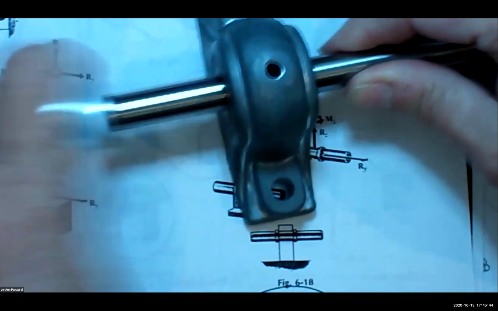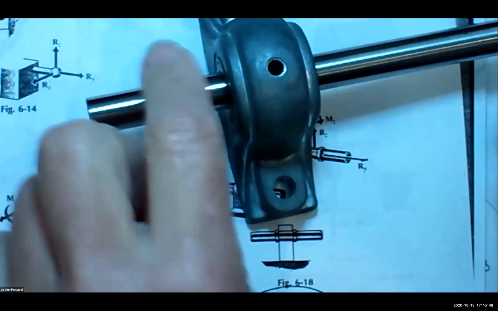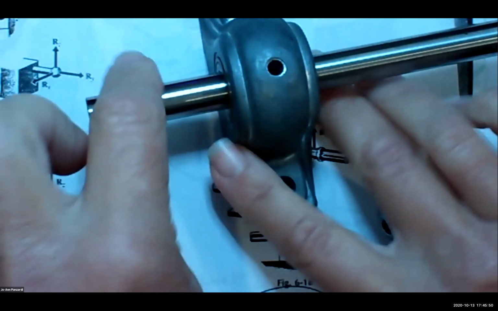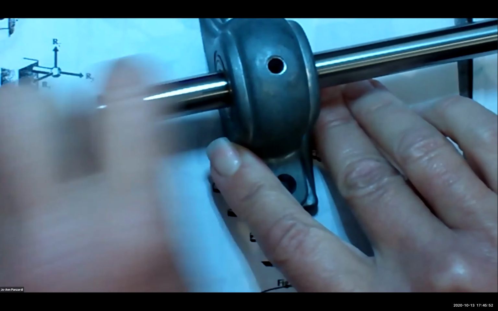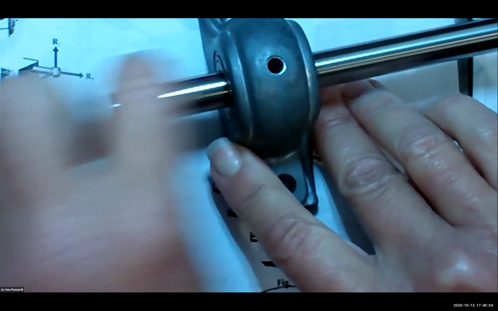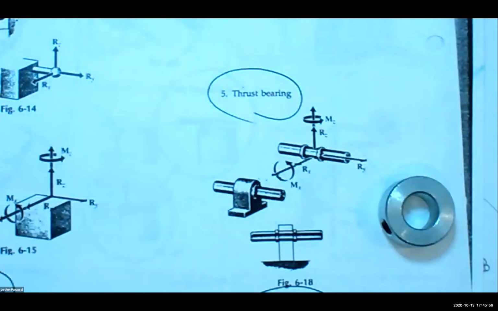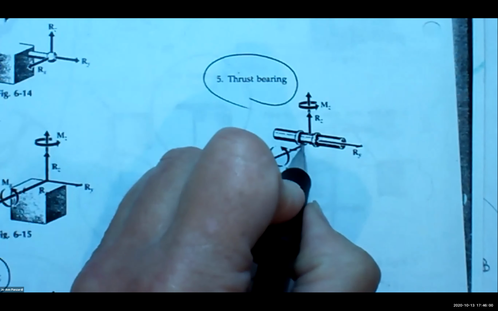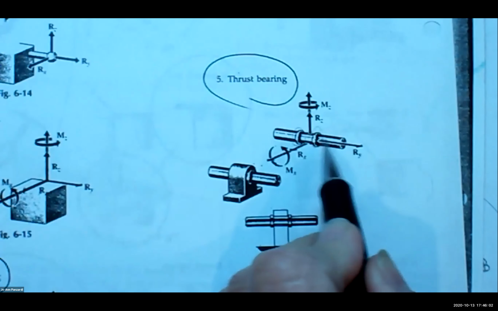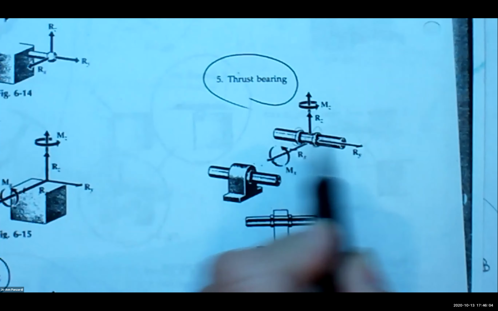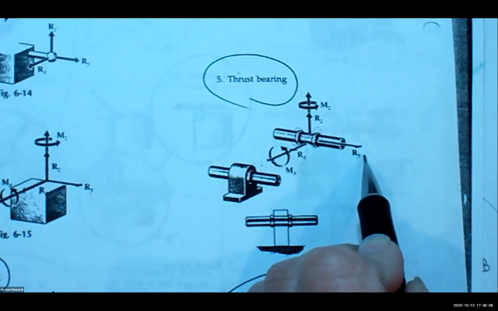So it has a collar that I slip on here, and I tighten the collar so that this cannot slide anymore. So the difference between the journal bearing and the thrust bearing is the thrust bearing has these two pieces here that prevent movement in this direction, so there's an extra reaction at the support.